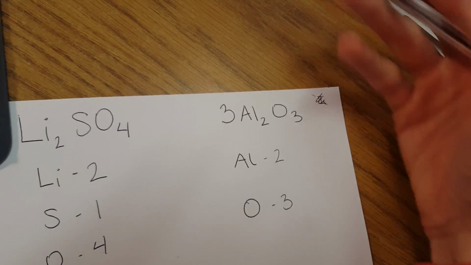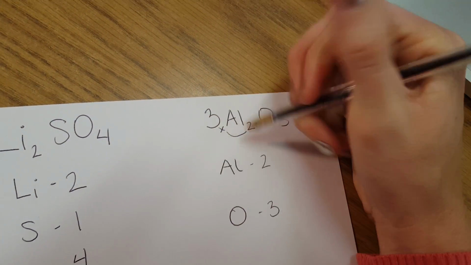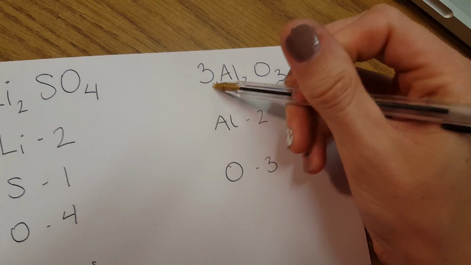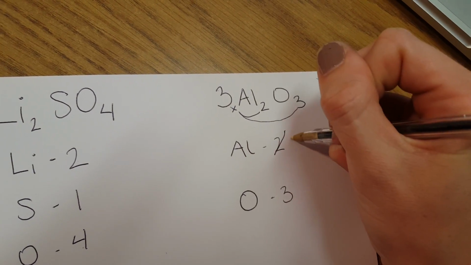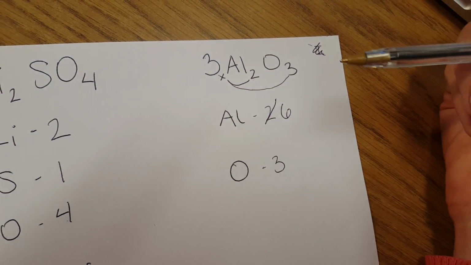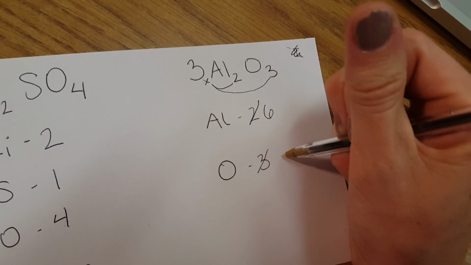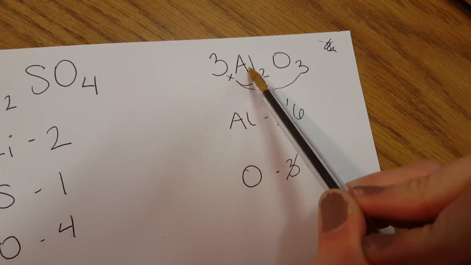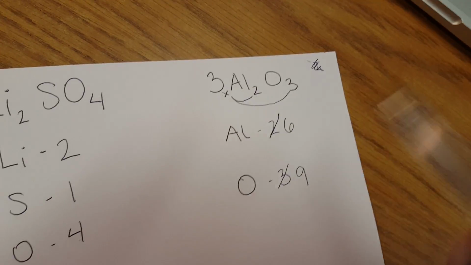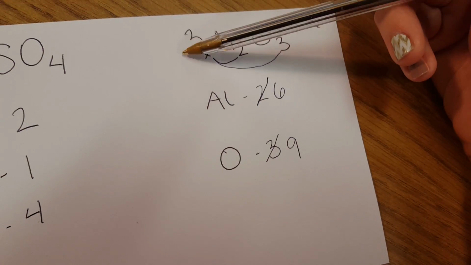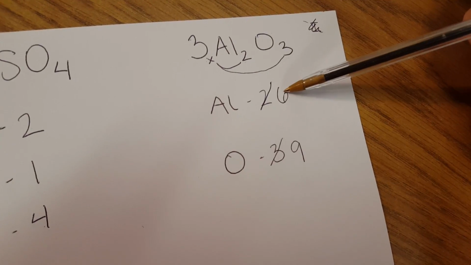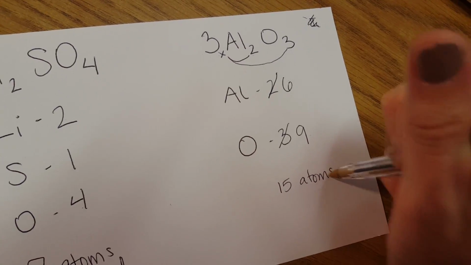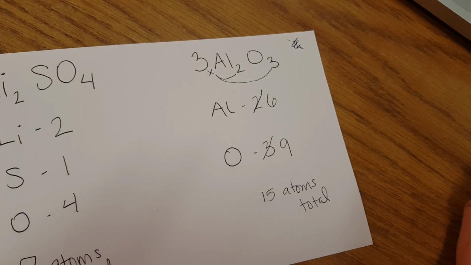But because of this 3 out front, we're going to multiply that times both, okay? So this 2 here times 3 is 6. So we actually have 6 Als, and we have 9 Os. The reason for that is we're actually taking 3 molecules of this, and we're looking at all the parts of all of those. So that's why we have to multiply, because we have 3 times this molecule. So 6 Als and 9 Os. Add those up to get 15 atoms total.